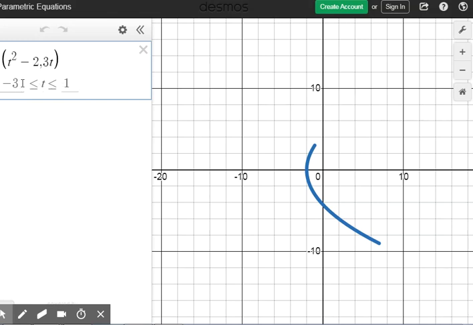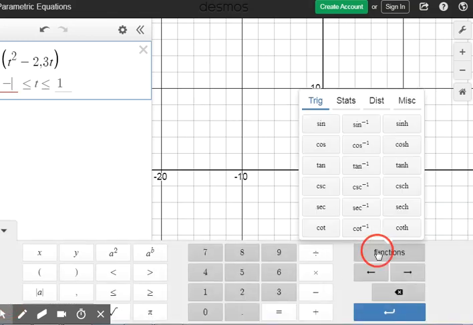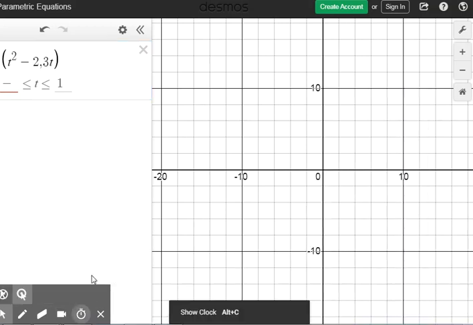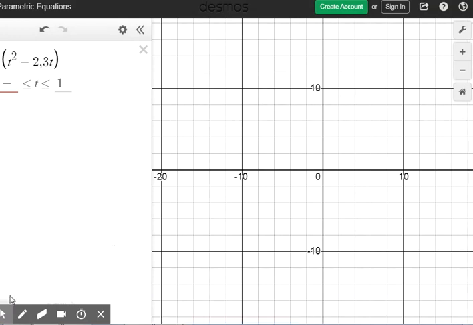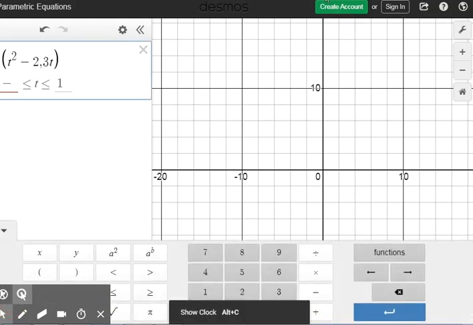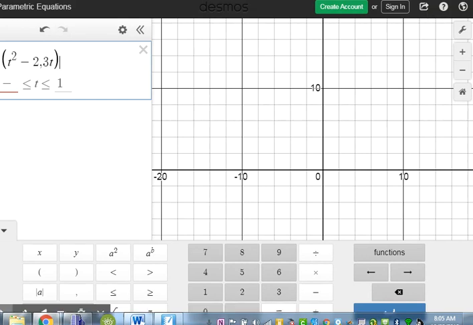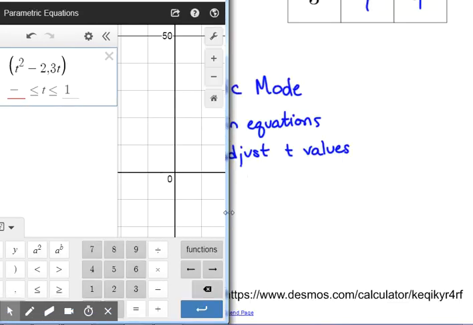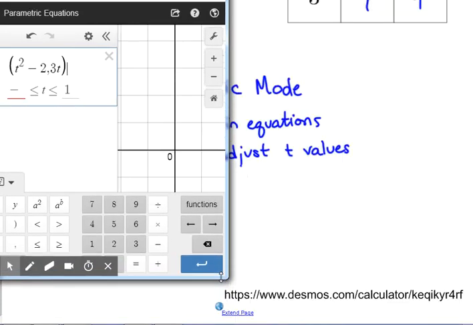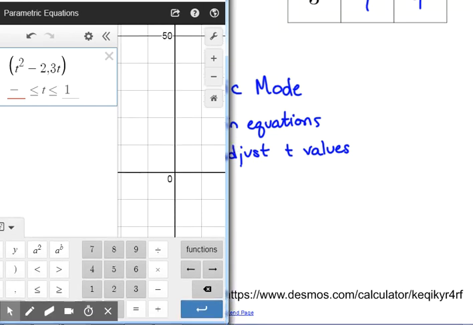Now, what if you're doing a problem and it doesn't give you a window for t? Then you can put infinity in here. Let's see if I can find my infinity symbol. Where is my infinity? It's under this, isn't it? That's not what I wanted. Can't get to my infinity under there. It's just not meant to be.